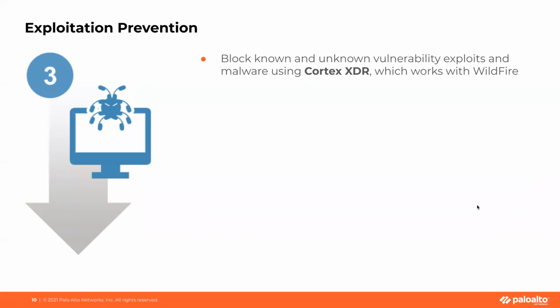Again, this step happens on the endpoint. So at this step, Prisma Access does not really help, because at this point, the malware file is on the endpoint itself. But it's useful to know that Cortex XDR is something that can help with this.